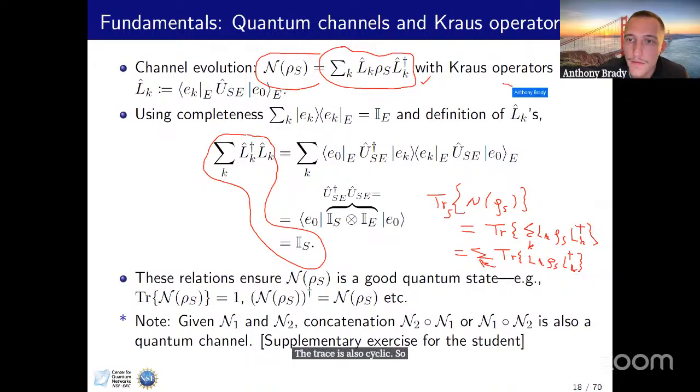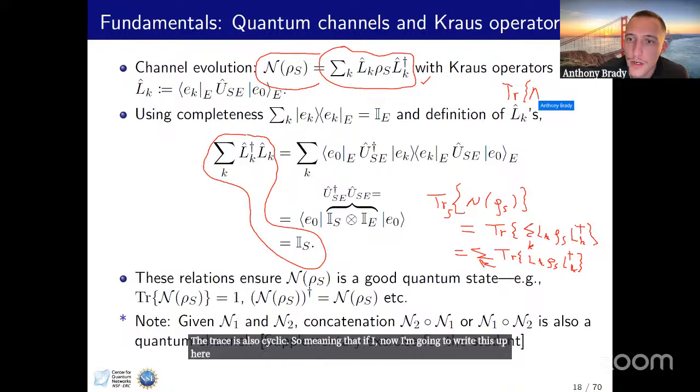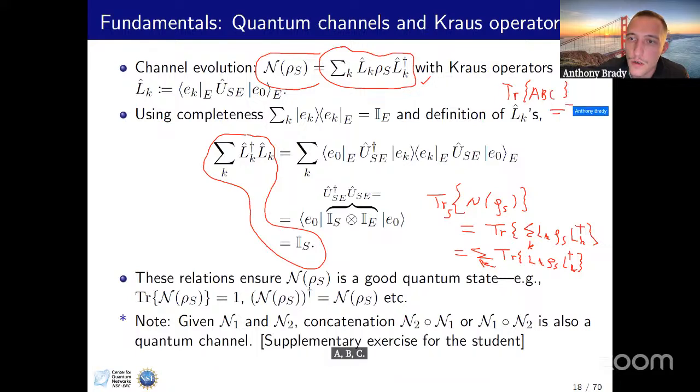So meaning that now I'm going to write this up here. Trace of, for example, ABC is equal to trace CAB is equal to trace BCA. Okay, so using that, we get trace of L_K dagger L_K rho S.